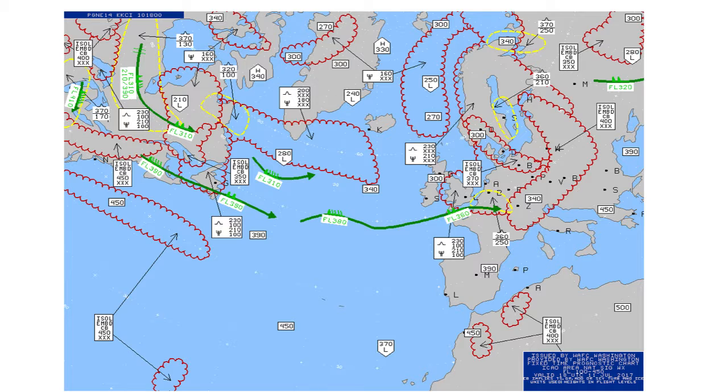This is the mid-level prognostic chart. Getting low on time here, so essentially winds are flowing from the west side to the east, and there you can see there are some jetways near the middle.